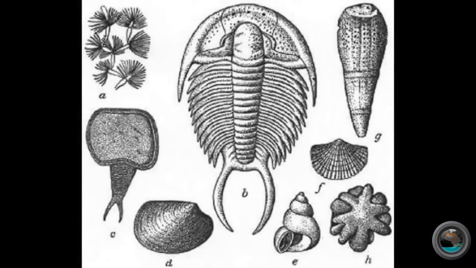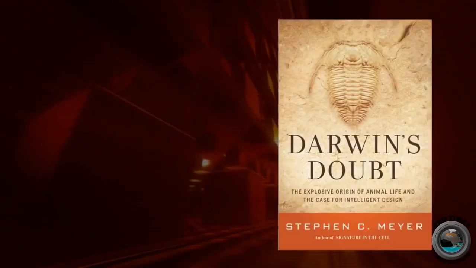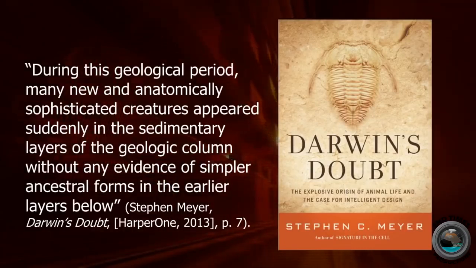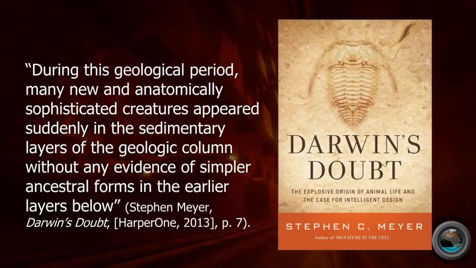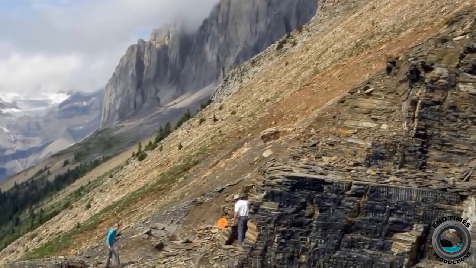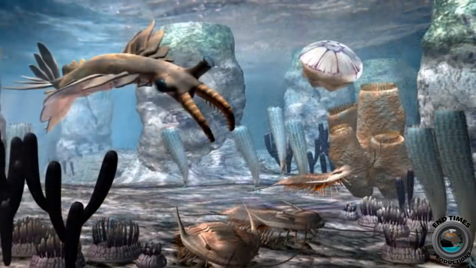The Cambrian explosion is a very strong refutation of macroevolution as well. The Cambrian refers to an early period of geologic history. Scientist Stephen Meyer notes, during this geological period, many new and anatomically sophisticated creatures appear suddenly in the sedimentary layers of the geologic column, without any evidence of simpler ancestral forms in the earlier layers below. If macroevolution is true, and these creatures in the Cambrian evolved from simpler forms, the earlier layers below should contain such forms, but they do not.